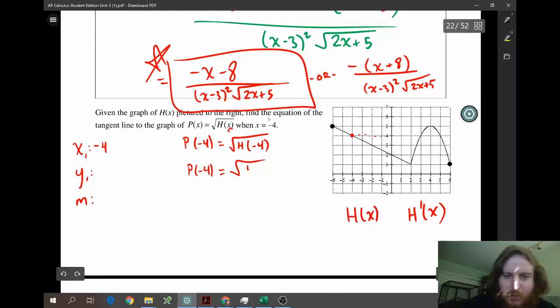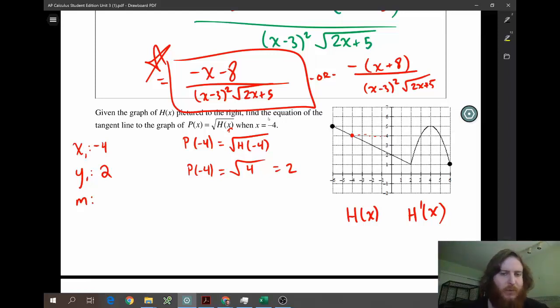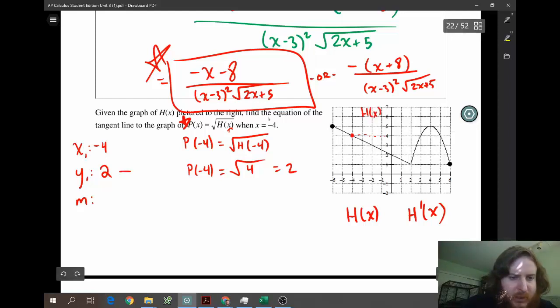And that's going to be the square root of 4, so we get 2. Now for m, do not think it's the slope, because yes, the slope is down 1 over 2, but we're doing this for p of x. We're not doing it for h of x. This is the graph of h of x, that's why my y value here isn't 4. It was the square root of 4.